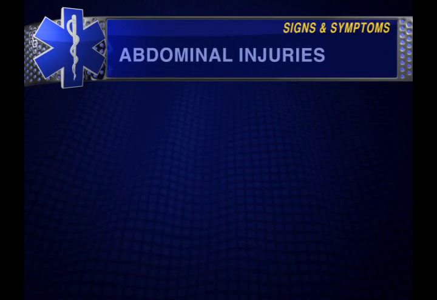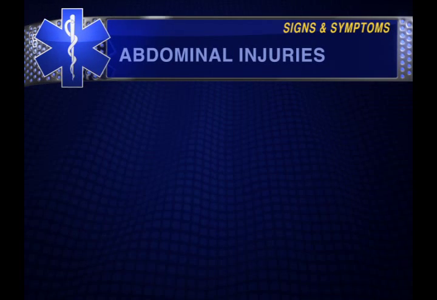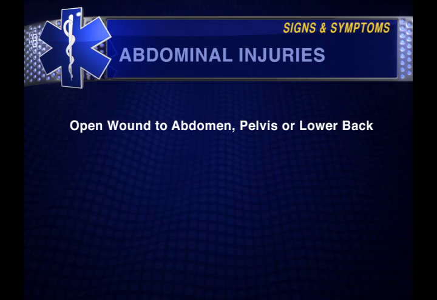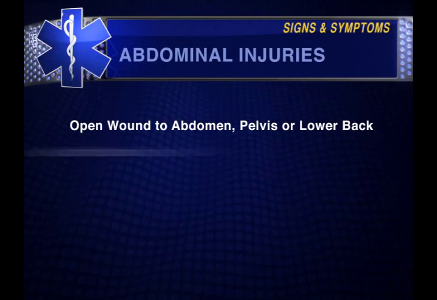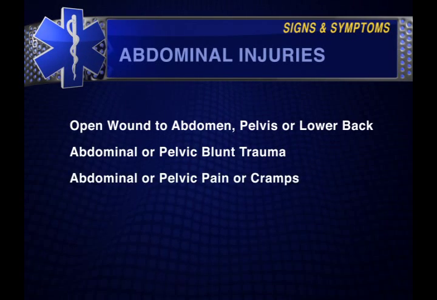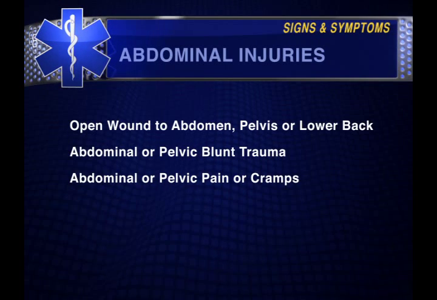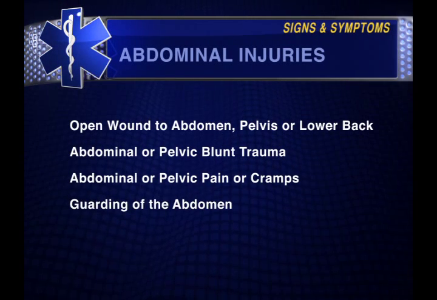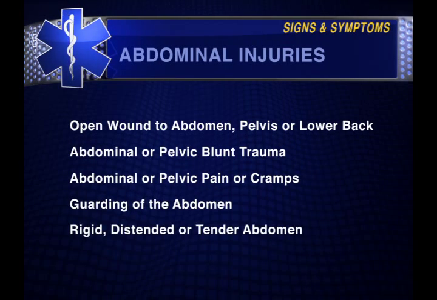Common signs and symptoms of abdominal injuries are an open wound to the abdomen, pelvis, or lower back, indications of blunt trauma to the abdomen or pelvis, pain or cramps in the abdomen or pelvis, guarding of the abdomen, and a rigid, distended, or tender abdomen.